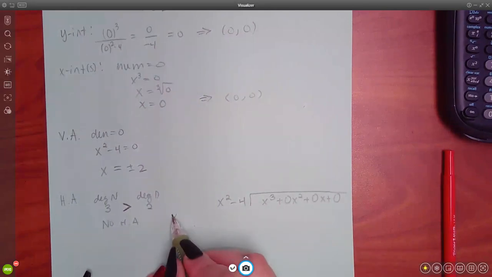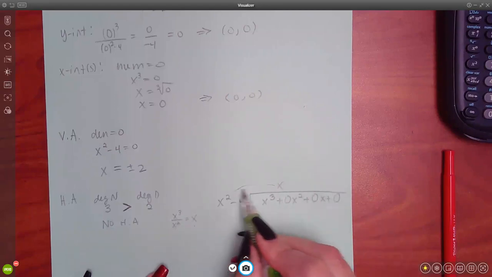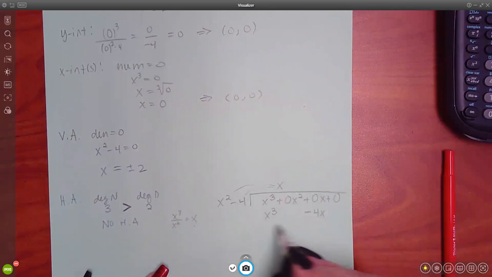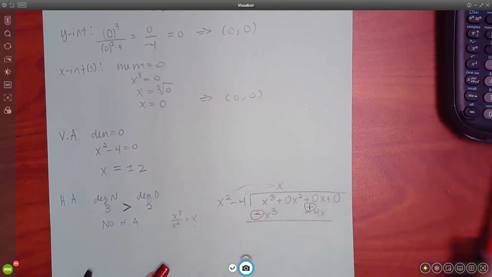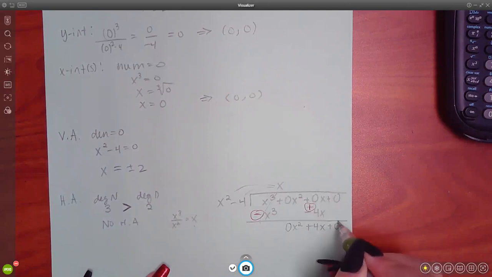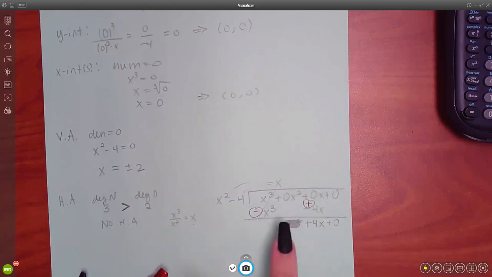So let's see. X cubed divided by x squared is an x. And then distribute. So we get x cubed, and then we get minus 4x. I'm going to put that under here. And then we subtract. So this one changes, and then this one changes. So those go away. I'm going to bring down the 0x squared, and I'm going to bring down the positive 4x, and I'm even going to bring down that 0. Do I really need to go and do this? I'm just going to have 0, right? I'm just not going to consider this factor at all. It's just going to put a 0 here. I am going to do the next one.